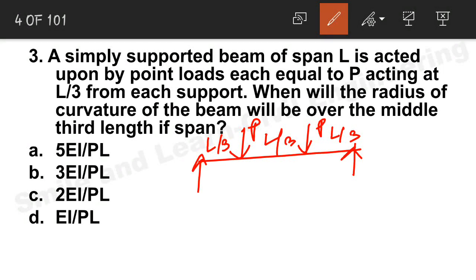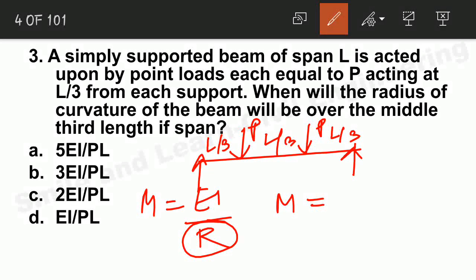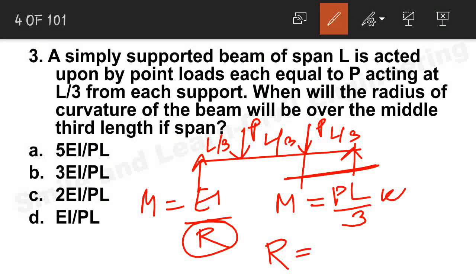What will be the radius of curvature over the middle third length of the span? From the bending equation, M equal to EI by R. From here we need to find R. First let's find the moment. Moment is nothing but PL by 3, right? Over the middle third of the span, the moment is PL by 3. So radius will be equal to 3EI divided by PL. Option B will be the correct answer.